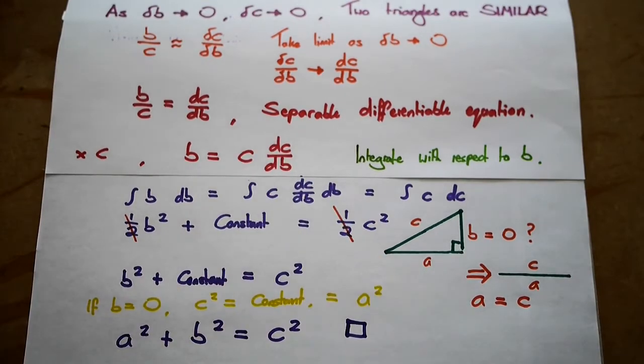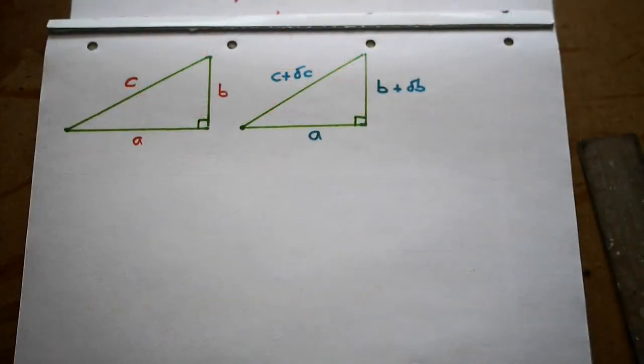Of all the proofs, I believe this is the least rigorous. The problem lies in assuming that the triangles are similar. We should try to justify this assumption to make the proof rigorous. Going back to our two original triangles, the first one being our right-angled triangle with side lengths a, b and c, and the second has sides a, b plus delta b and c plus delta c.